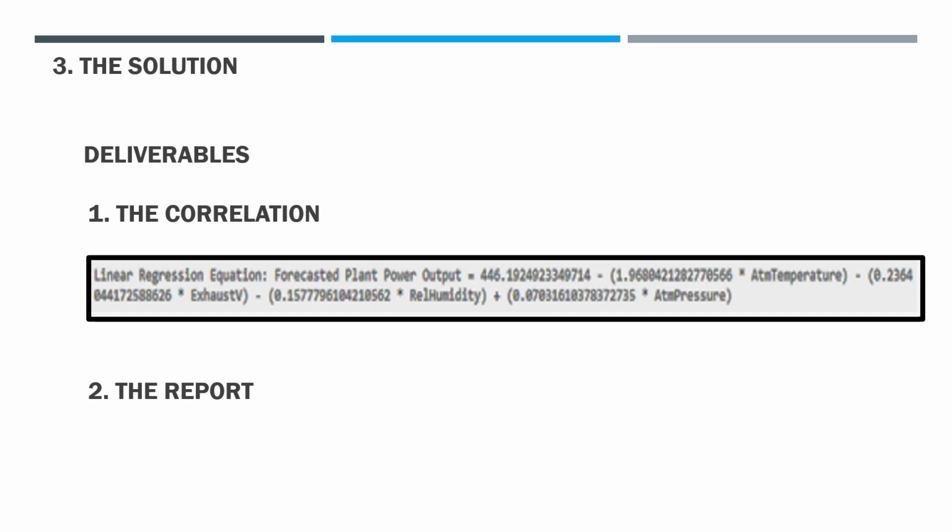Since the best results were achieved with the regression models, a correlation was developed after calculating the weights for each parameter. And you can see that now the plant power output can be forecasted by using input parameters of temperature, pressure, exhaust vacuum, and relative humidity. And the next deliverable that was promised to the client was a report, and that's what I will show you next.